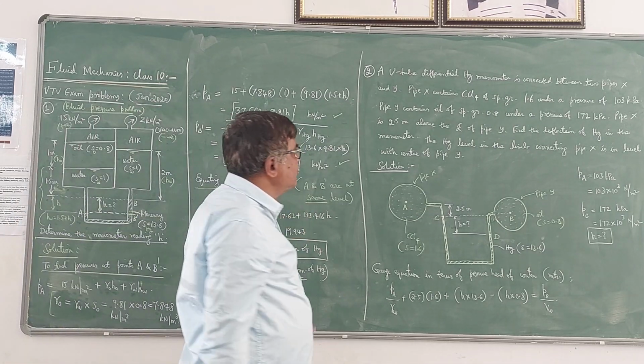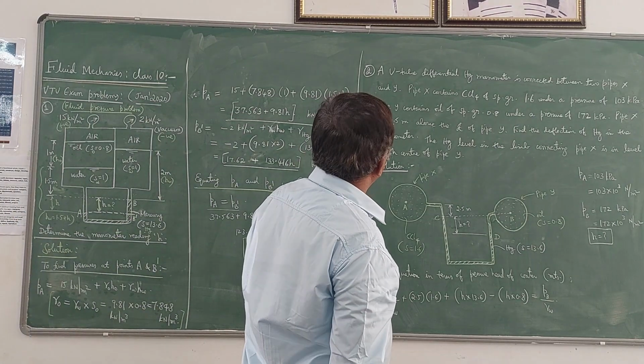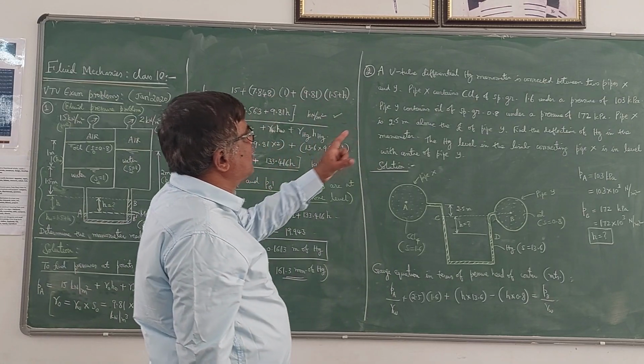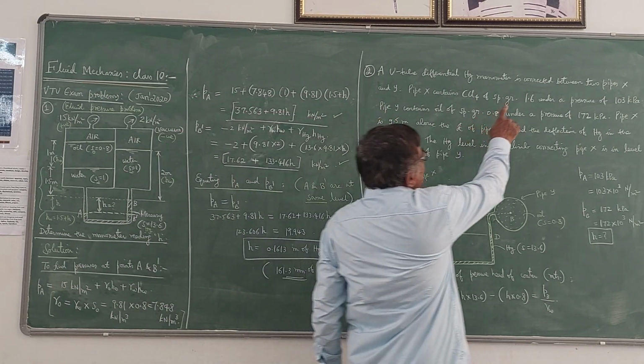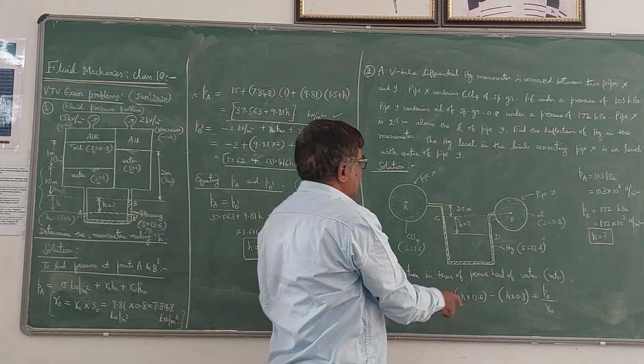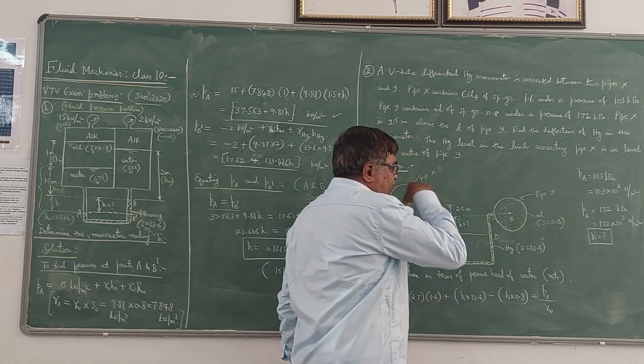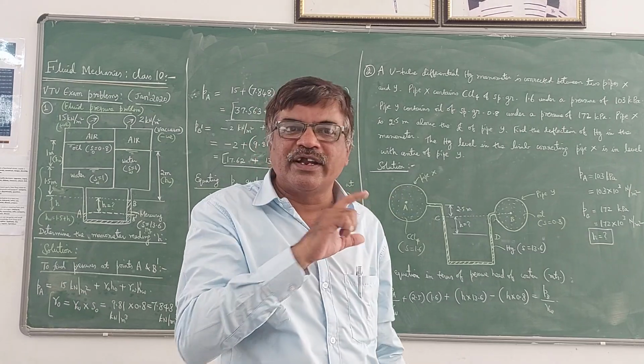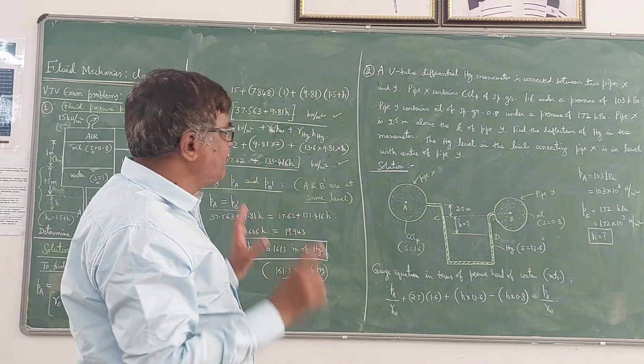Now the second problem runs like this. A U-tube differential mercury manometer is connected between two pipes, X and Y. So there are two pipes here, pipe X and pipe Y. Here the figure is not given. Please note that the figure is not given, so you have to draw the figure.